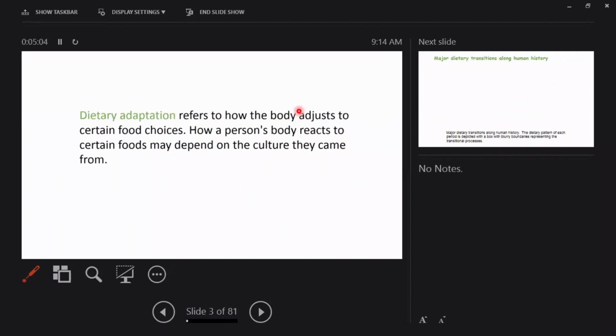Dietary adaptation refers to how our body adjusts to certain food choices, because we have thousands of different types of foods around the world, and how a person's body reacts to certain foods may depend on the culture they came from. Different people come from different backgrounds and different countries. We have different cultures around the world, so depending on the culture, our body will try to adapt in order for us to survive in the culture that we are used to.